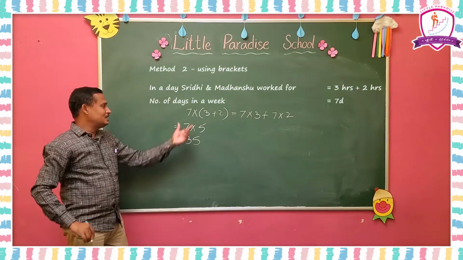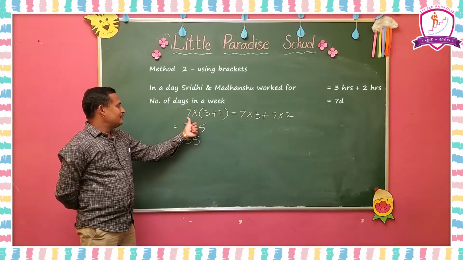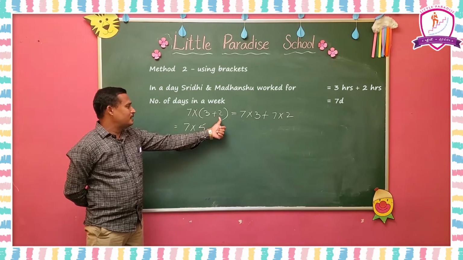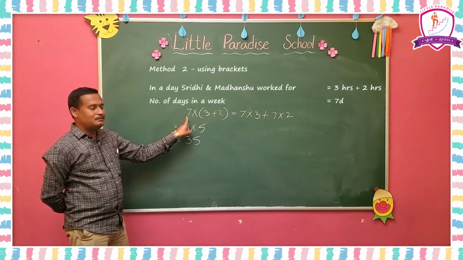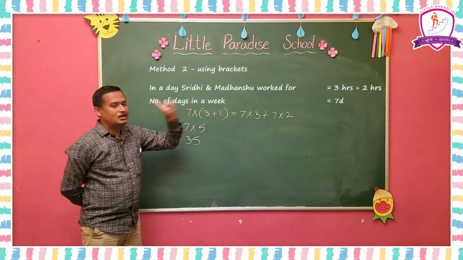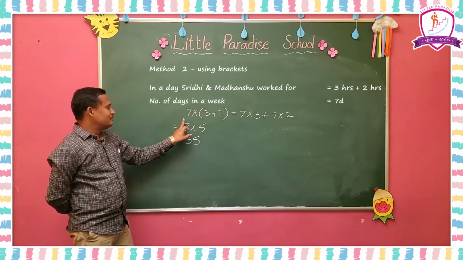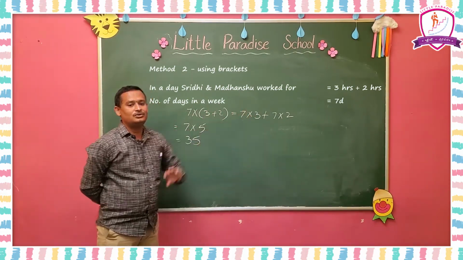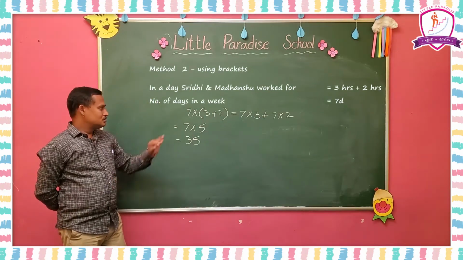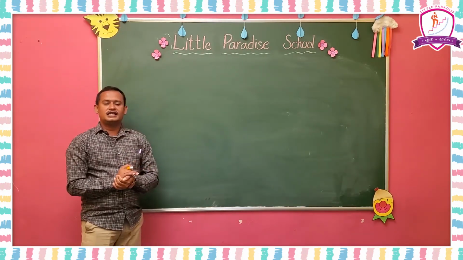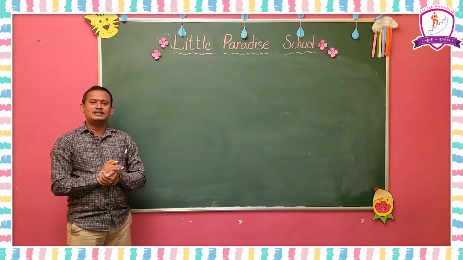You can write this bracket 7 into (3 plus 2). When you open these brackets, you have to distribute this 7 to 3 and 2 also. This 7 should be multiplied by 3 and 2. 7 into 3 plus 7 into 2 you have to write. Understand? So next I am going to explain some example sums in example 19.